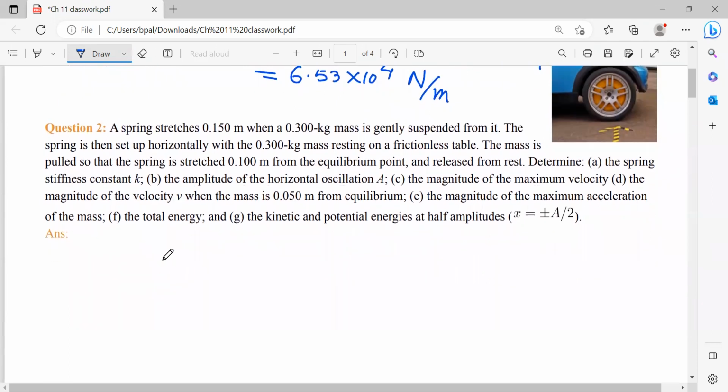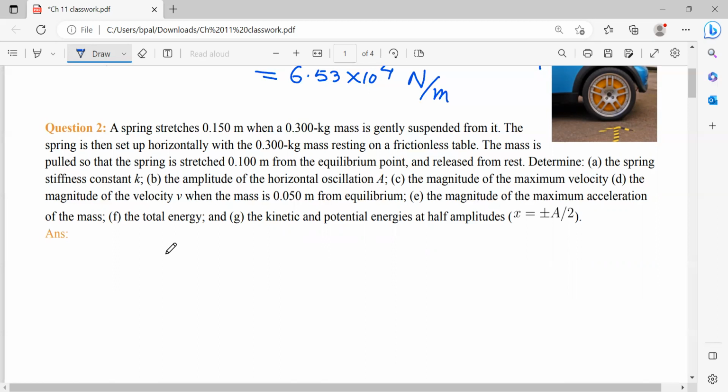All right, let's move on. The next question is, a spring stretches 0.150 meter when a 0.3 kilogram mass is gently suspended from it. It's very similar to the last problem. The spring is then set up horizontally with the same mass resting on a frictionless table.